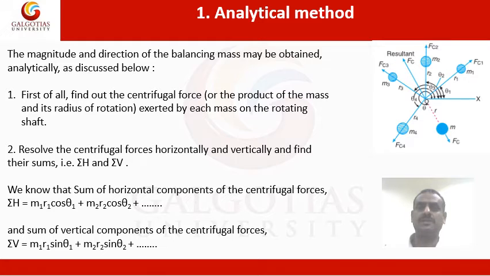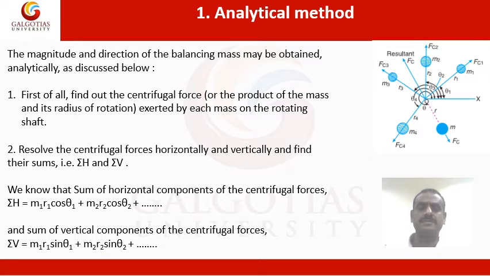The magnitude and direction of the balancing mass can be found out by using the analytical method. So let us see how to find out the magnitude and direction of the balancing mass with the help of the analytical method. First step is to find out the centrifugal force, that is the product of mass and its radius of rotation, exerted by each mass of the rotating shaft. So this is the first step. So we have to find out the centrifugal force for each mass.